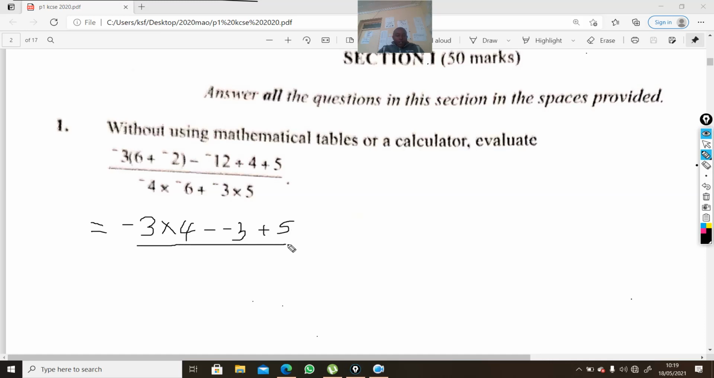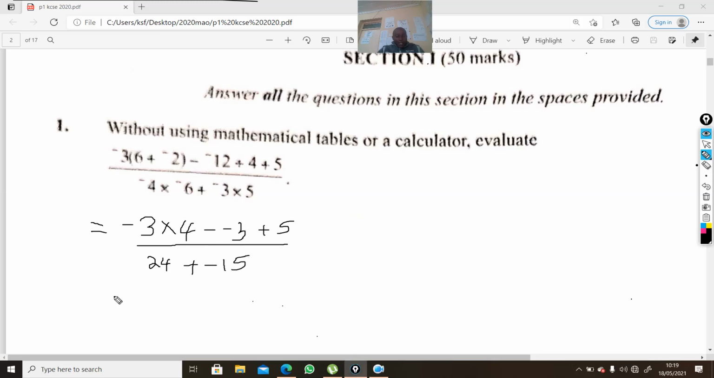All over. This is bracket of division, multiplication. So this times this, negative 4 times negative 6, you get 24 positive. You can use your calculator without showing that you have used it. Then plus negative 3 times 5 is negative 15.